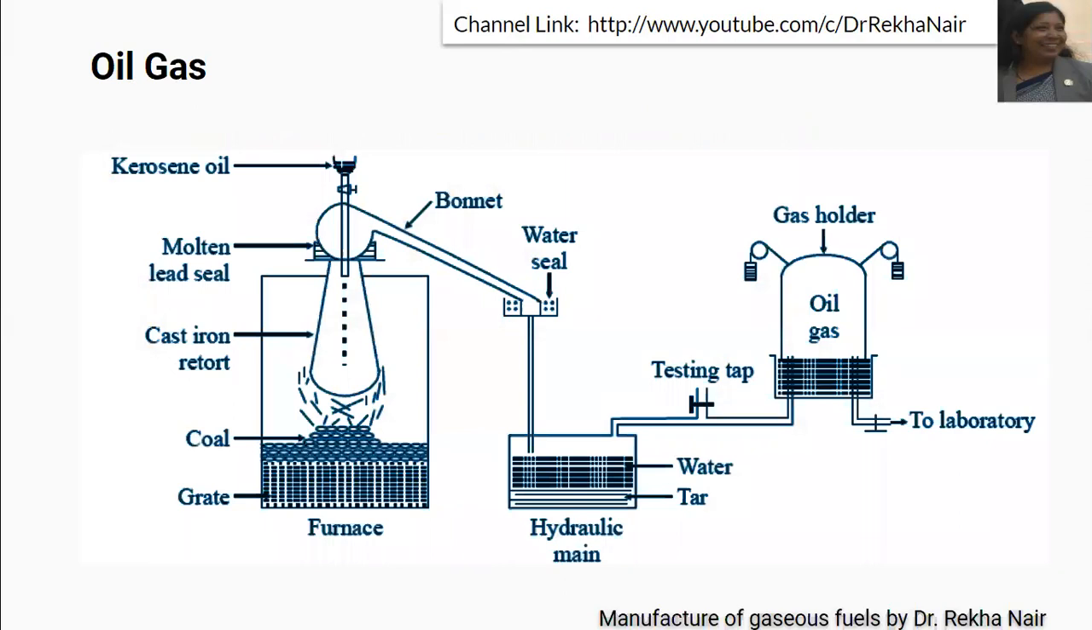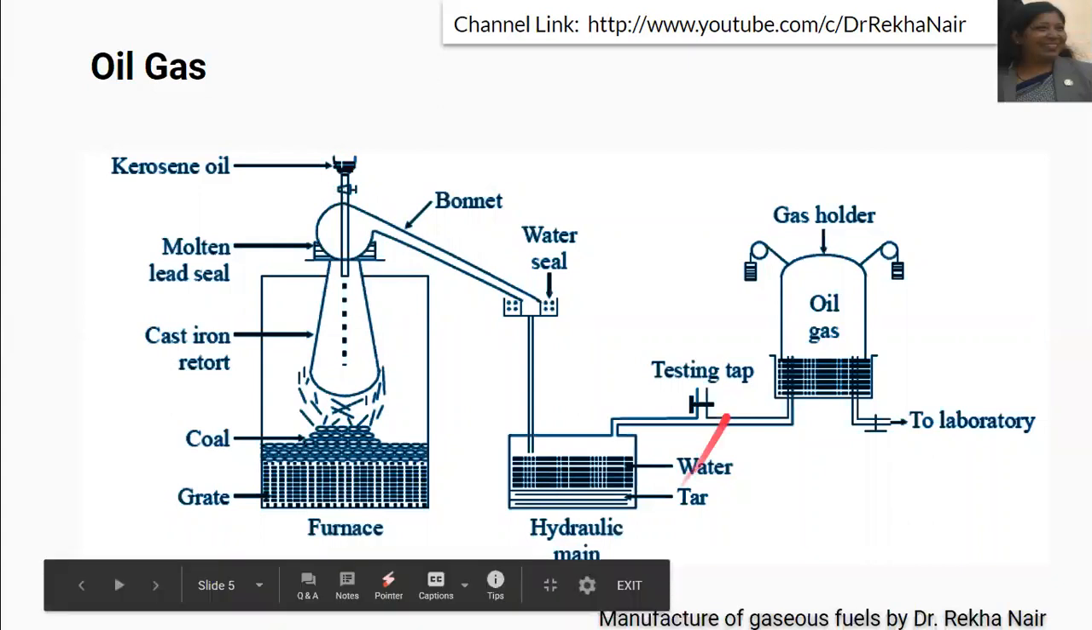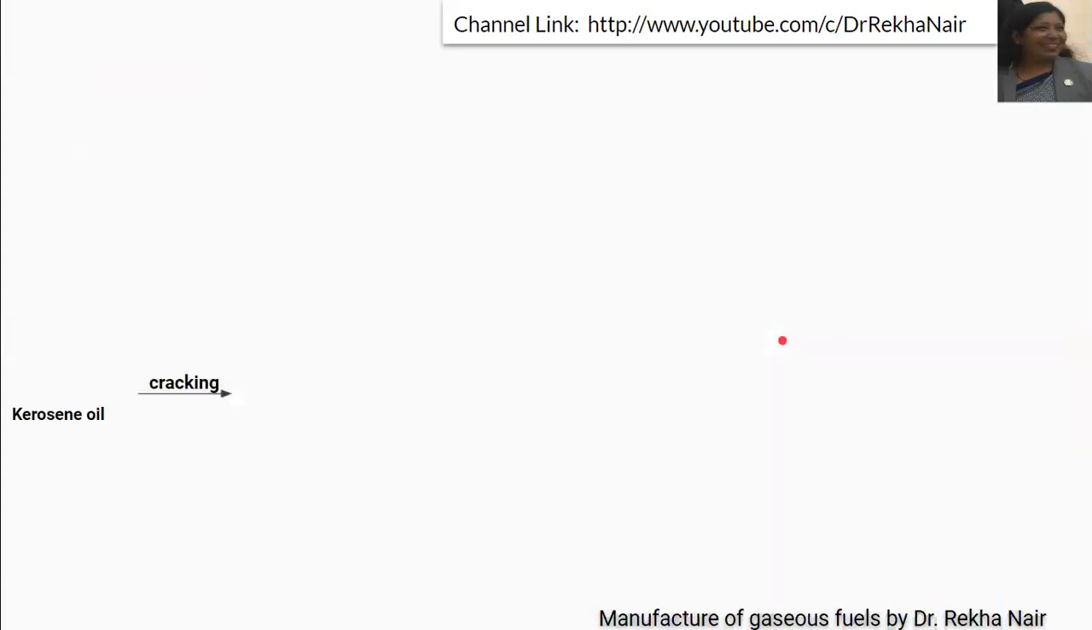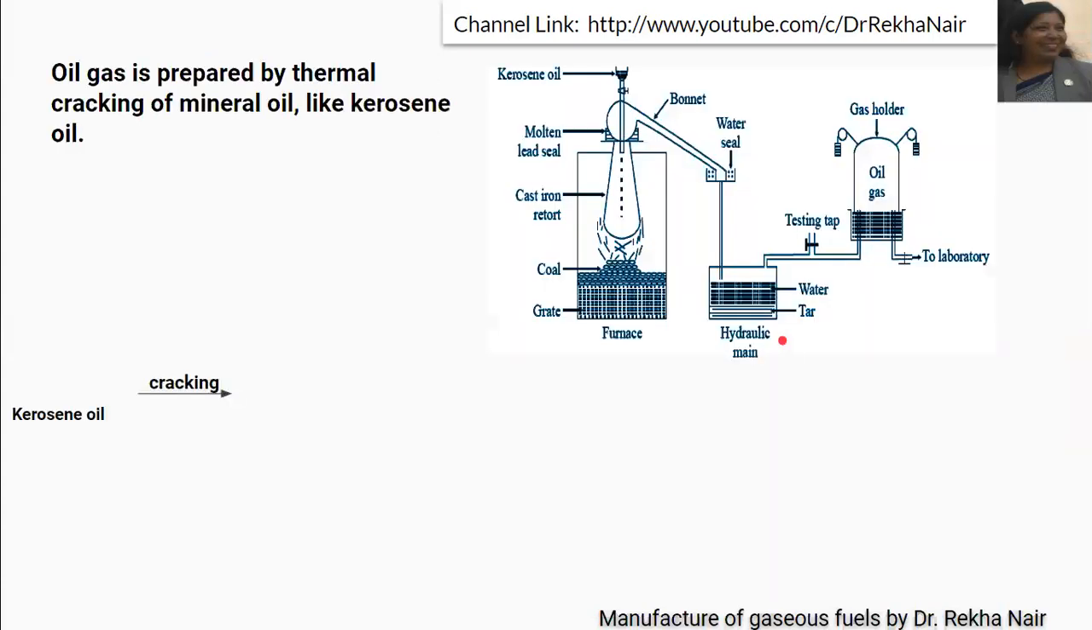Next is manufacture of oil gas. For this we use a cast iron retort, in which we put kerosene oil, and by the cracking process we produce oil gas, which will be purified and collected in the gas holder. The oil gas prepared by thermal cracking of kerosene oil will follow the following process.